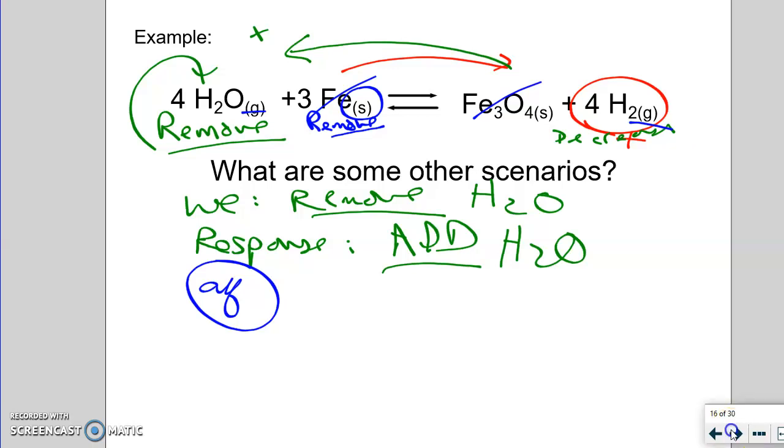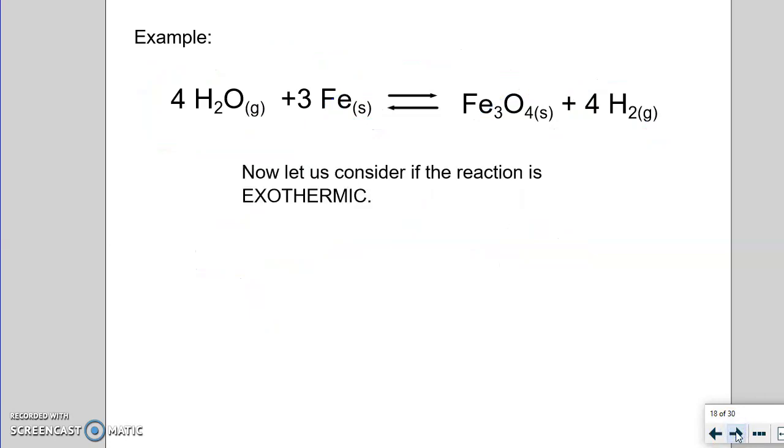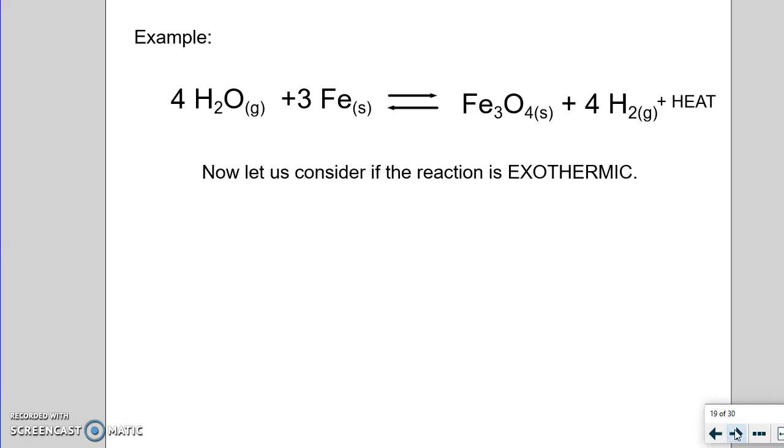So, let's go on to some other scenarios. What if we consider that the reaction is exothermic? If it's exothermic, what does that mean? It means that it's going to produce heat. It's going to make heat. So heat is a product in this scenario.